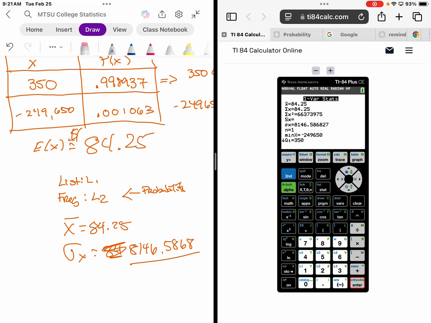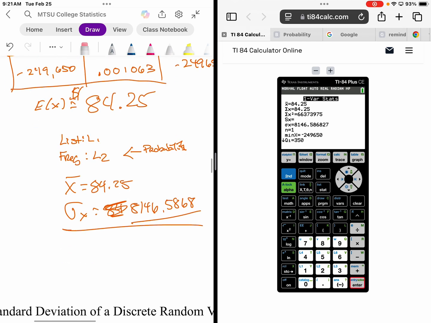So there is our standard deviation. Again, if they want variance, put this in your notes. The variance in this case would be sigma x squared. That's what the indicator would be as a symbol.